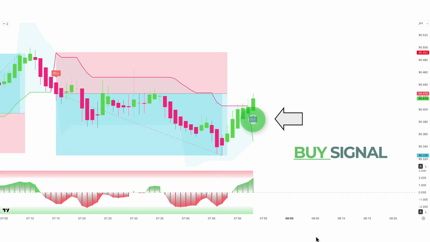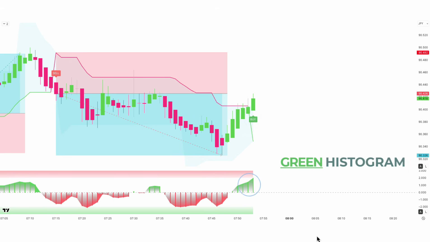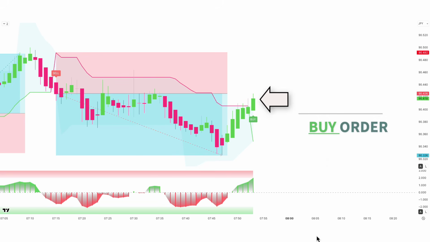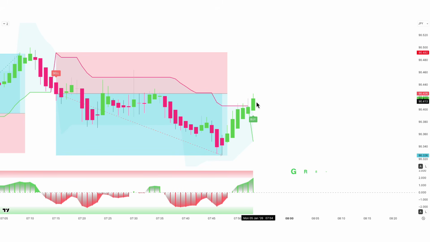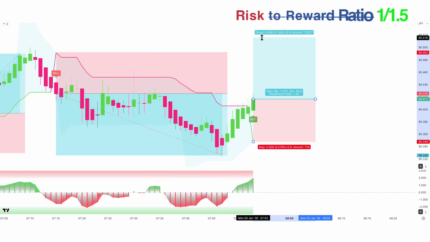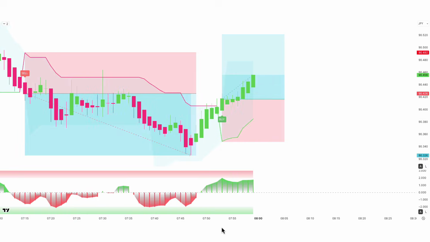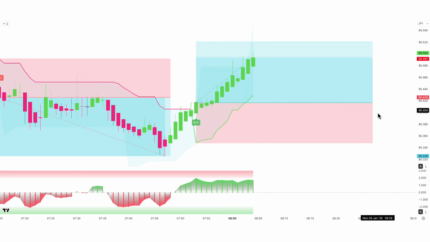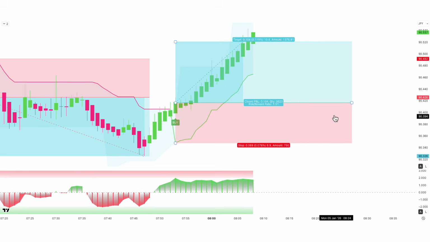Here, the Super Trend arrow of this indicator is a buy signal. Here, the normalized indicator shows a green area histogram. Here, the market has made a bullish candle to give confirmation. So all our conditions are being fulfilled, so we are placing an order to buy. Our stop loss is to be placed at the green line, and the risk to reward ratio will be 1:1.5. We have won the trade.